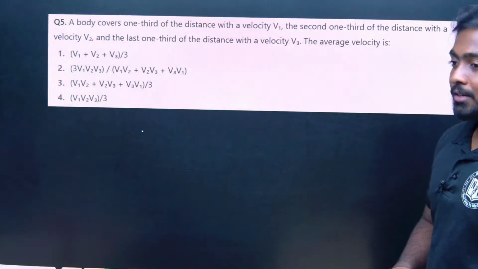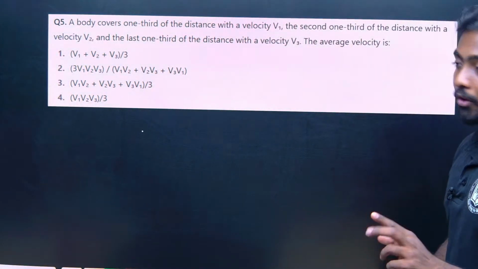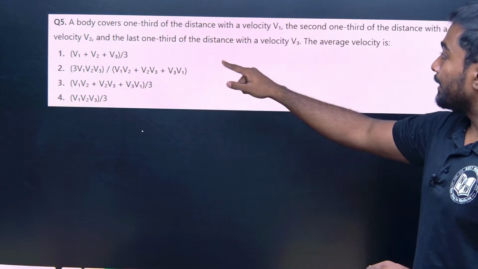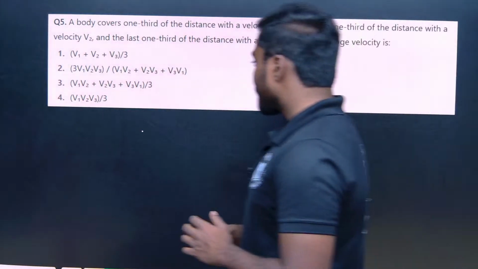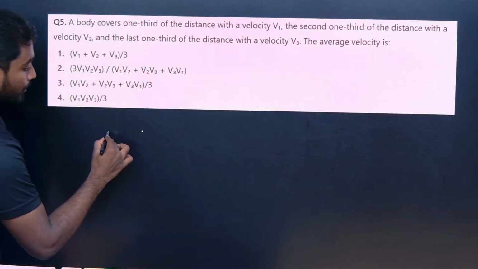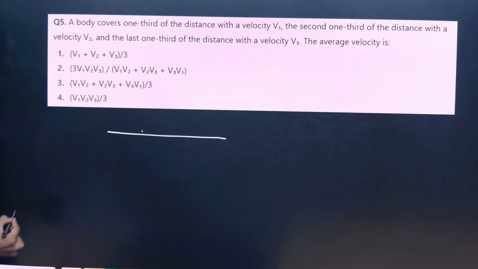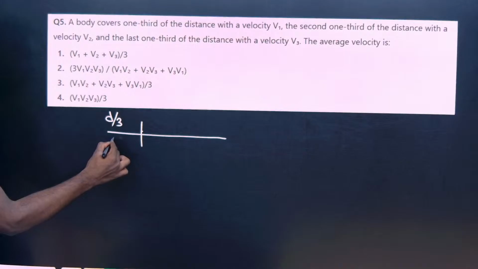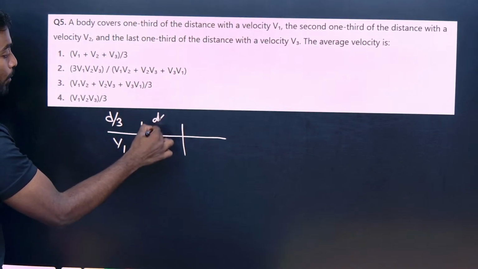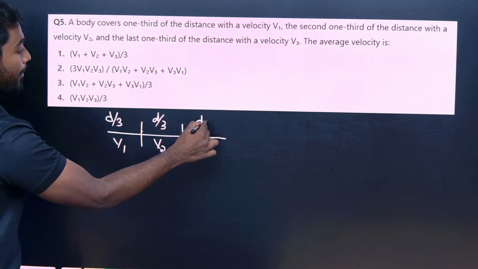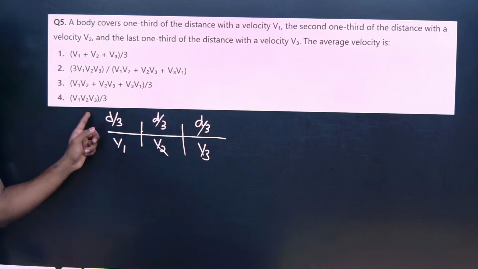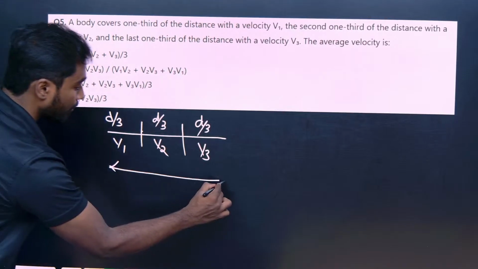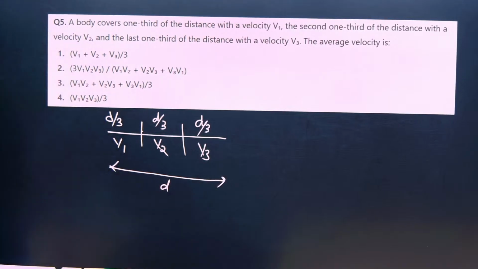A body covers 1/3 distance with velocity v1, second 1/3 distance with velocity v2, and last 1/3 with v3. So what they are saying is there is a distance of d. First 1/3 distance, d by 3 with v1, again d by 3 with v2, again d by 3 with v3. If I add d by 3, d by 3, d by 3, I will get d. The total distance is d.